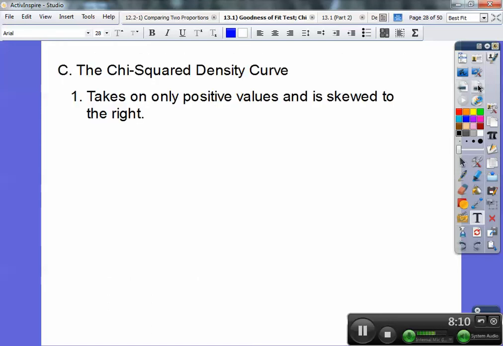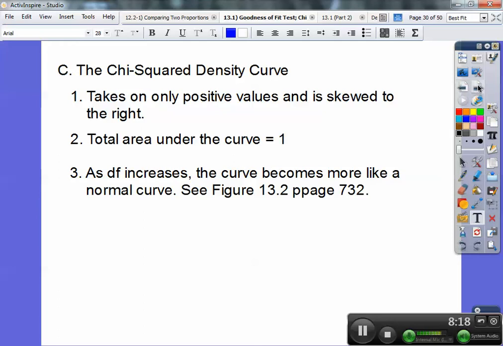Here's a chi-squared density curve. It takes on only positive values and is always skewed to the right. The total area under the curve is 1. It doesn't go out 3 standard deviations or anything. It goes out to big numbers, because the chi-squared we got was 8.22. As your degrees of freedom increase, the curve becomes more like a normal curve.